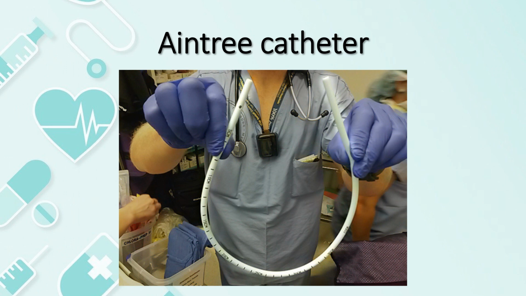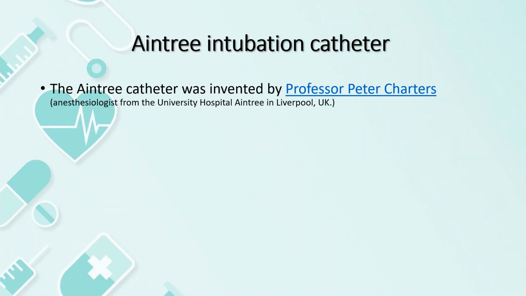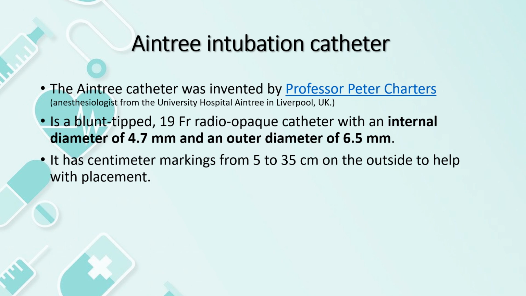The Aintree catheter. The Aintree intubating catheter was invented by Professor Peters in the United Kingdom. It is a blunt tipped 19 French radio-opaque catheter with an internal diameter of 4.7 mm and an outer diameter of 6.5 mm. It has centimeter markings from 5 to 35 on the outside to help the placement.